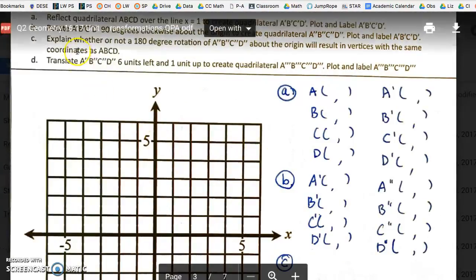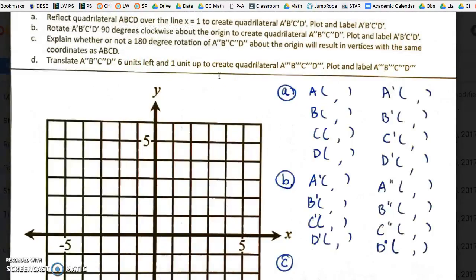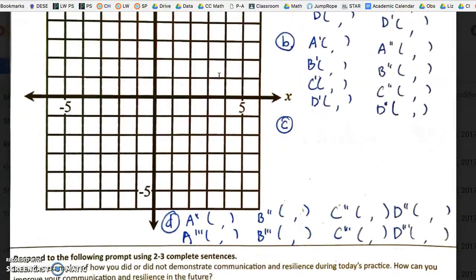Next, in part C, you're going to explain whether or not a 180-degree rotation of A double prime, B double prime, C double prime, D double prime about the origin will result in vertices with the same coordinates as A, B, C, D. Finally, you're going to translate A double prime, B double prime, C double prime, D double prime 6 units to the left and 1 unit up to create quadrilateral A triple prime, B triple prime, C triple prime, D triple prime, and plot and label this figure. Make sure that you include your coordinate points below.